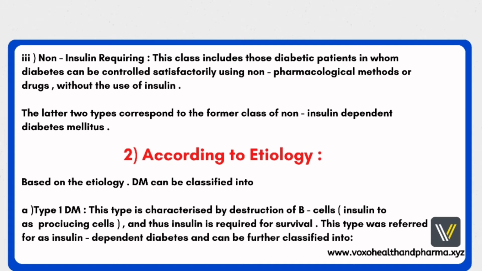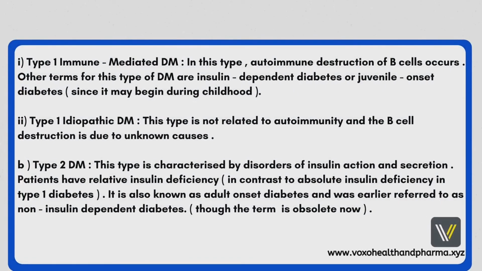2. According to etiology. Based on the etiology, diabetes mellitus can be classified into three parts. First, type 1 diabetes mellitus. This type is characterized by destruction of beta cells, the insulin-producing cells, and thus insulin is required for survival. This type was referred to as insulin-dependent diabetes and can be further classified into two parts.